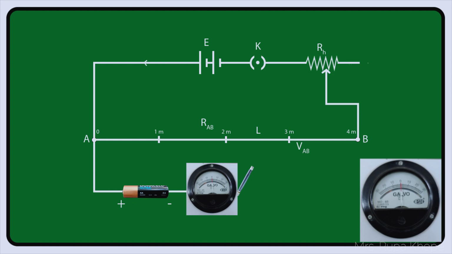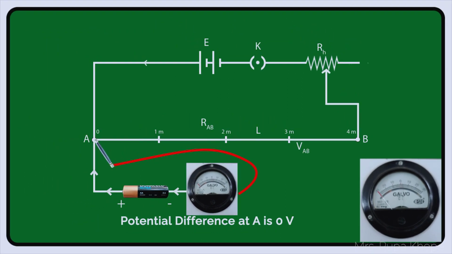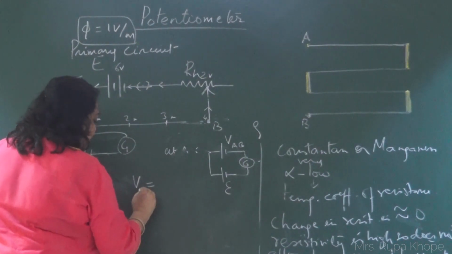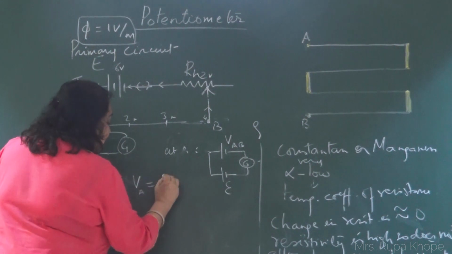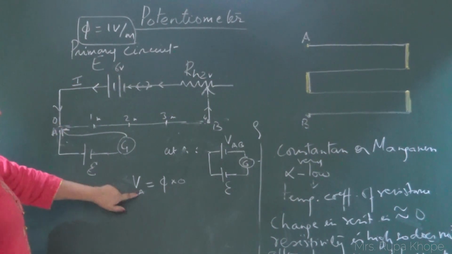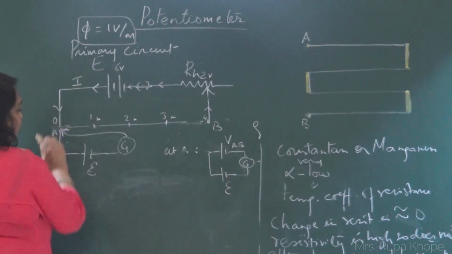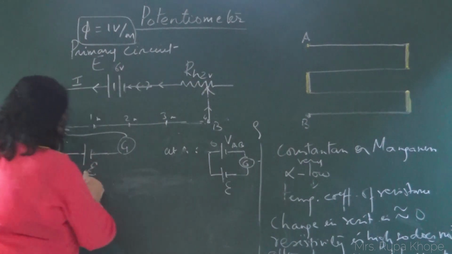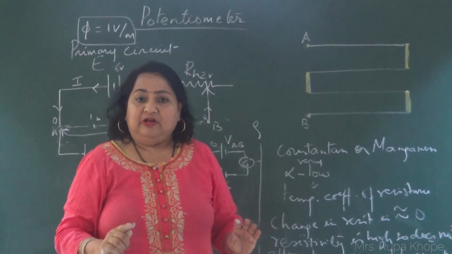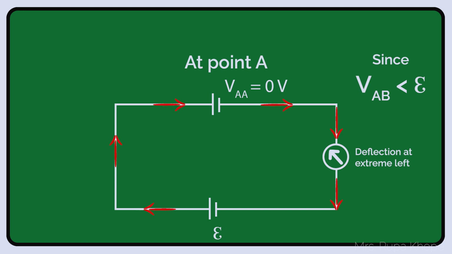Now, at the moment, I take this jockey and touch at point A. When I touch at point A, potential difference is 0. You know very well, the potential difference at A is equal to 5 into L, and L is 0 here. Therefore, potential difference at this point is 0. So, if this is 0, this battery has an EMF which is definitely greater than 0. And therefore, this is the dominant cell, and the current starts flowing from here to here, like this.